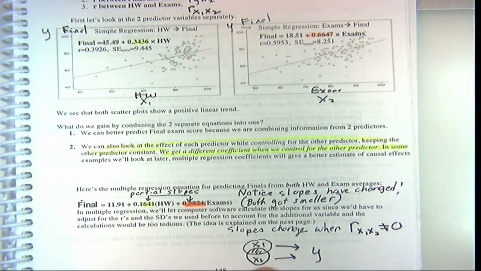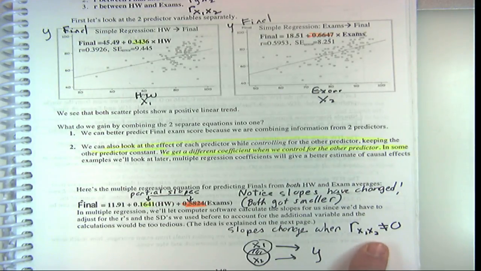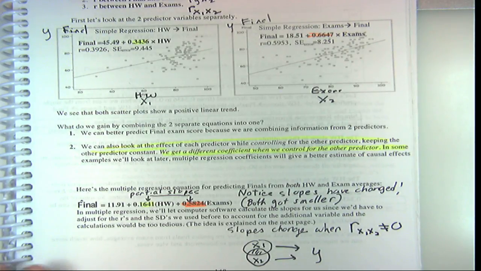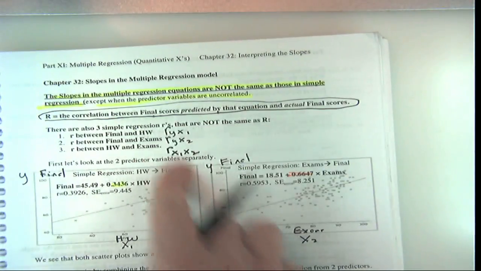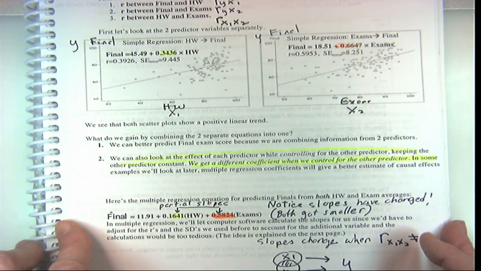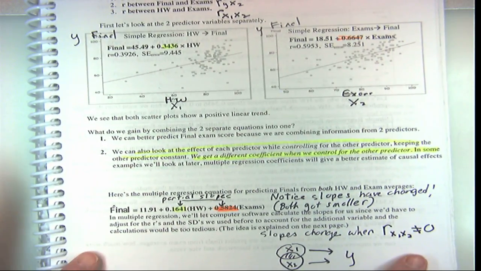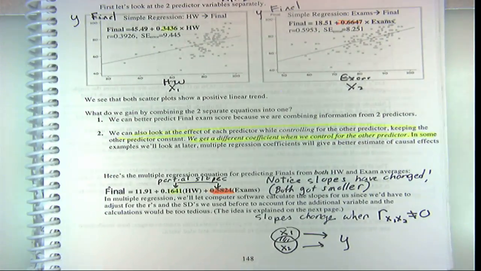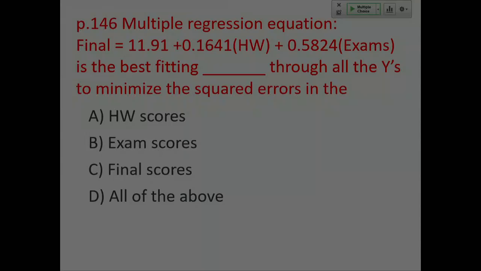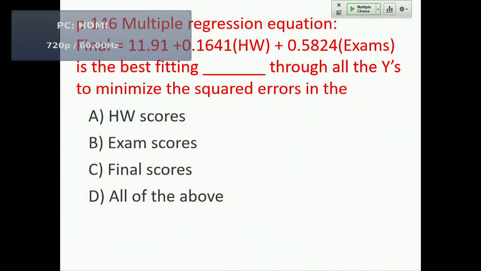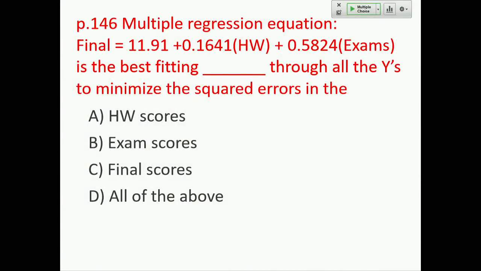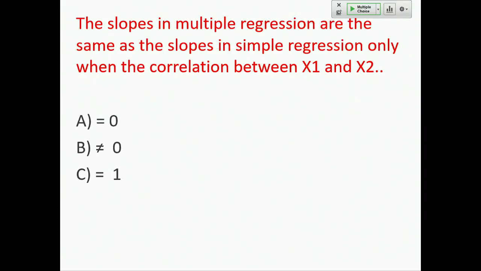So in this case, they get smaller because there's a positive correlation between all three variables up here. All right, now I'm going to ask you an iClicker question. The slopes change when this is true, but when would they not change? So let's look at that. So we'll go to the next one.